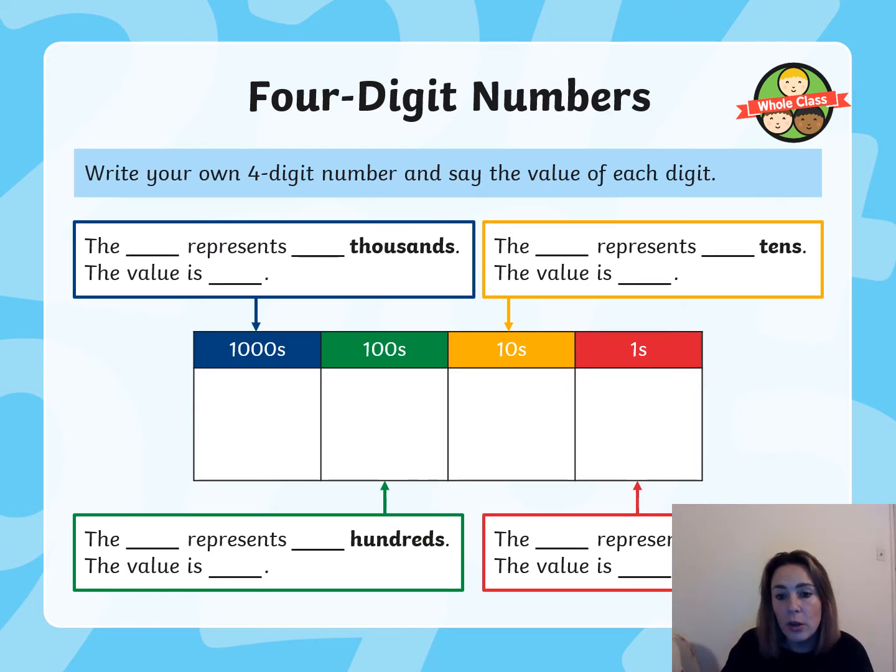You can have a go using your scrap piece of paper to write down your own 4-digit number and practice saying and writing down the value of each digit. If you had a dice at home or some kind of digital way of rolling something 4 times, then you could work out some numbers and have a go yourself.